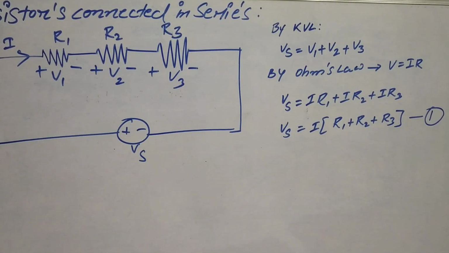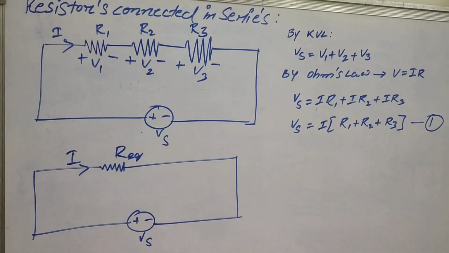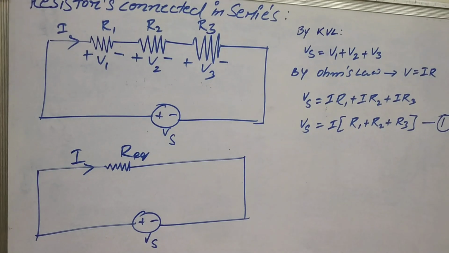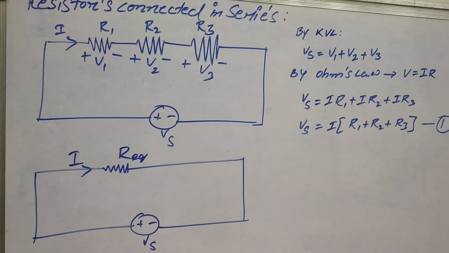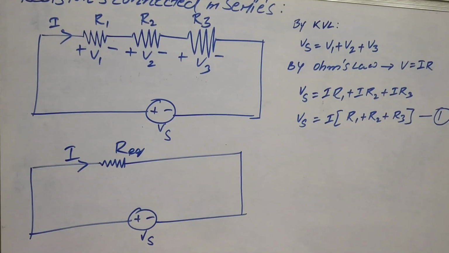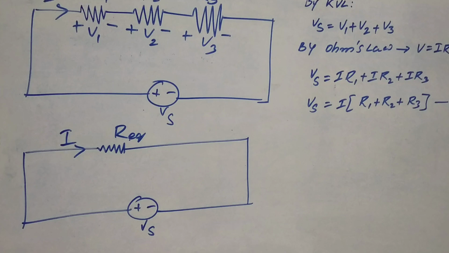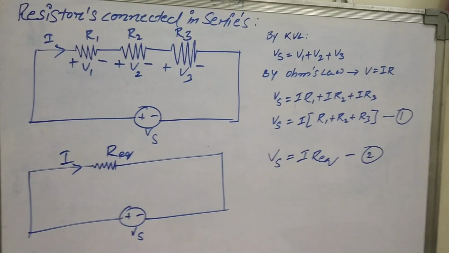Let us consider this equation as 1. Let us consider the second figure as the equivalent circuit for the above figure. In the second figure, all resistors are replaced with a single resistor. Here we can write Vs, that is voltage, equal to I into R equivalent.